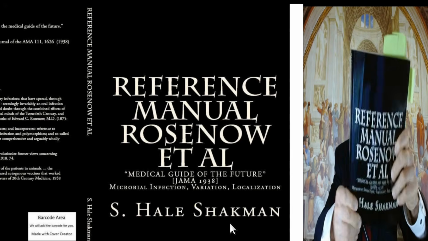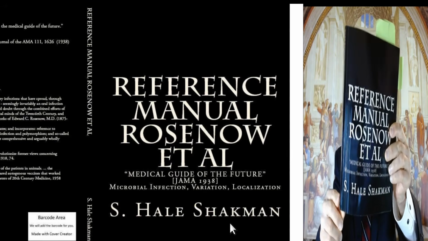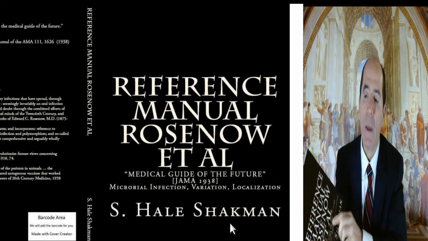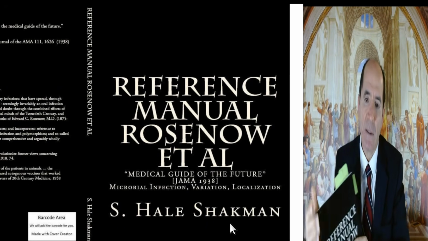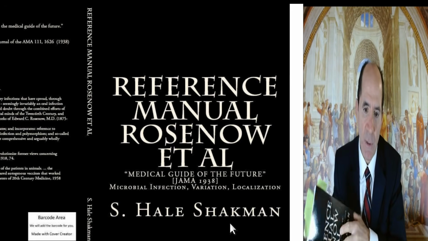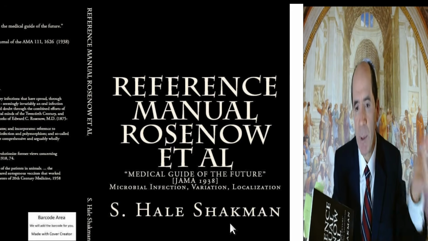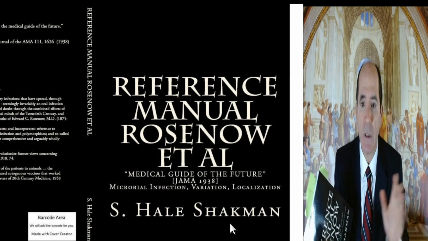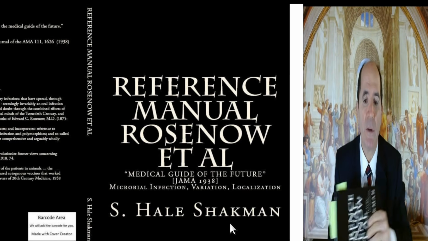Okay, here's the book I've been reading. It's called The Reference Manual about Rosenow et al. So this guy, Carl Rosenow, he was a real famous doctor back in his day, the early 1900s, and he was the head of bacteriology, experimental bacteriology at the Mayo Clinic. And he was considered a genius, and a lot of people were very impressed by his work.